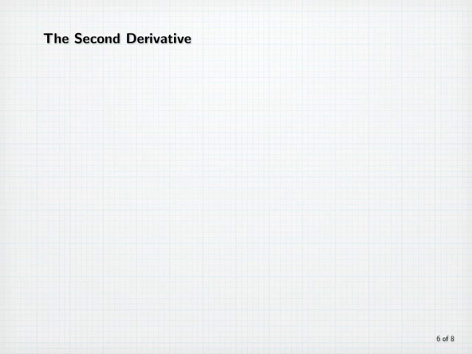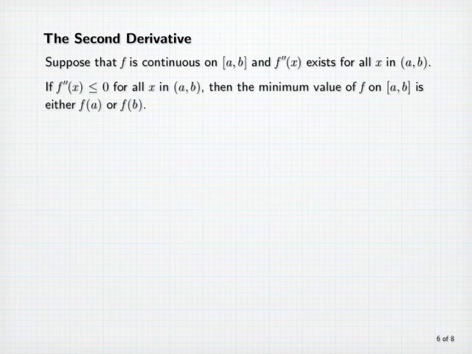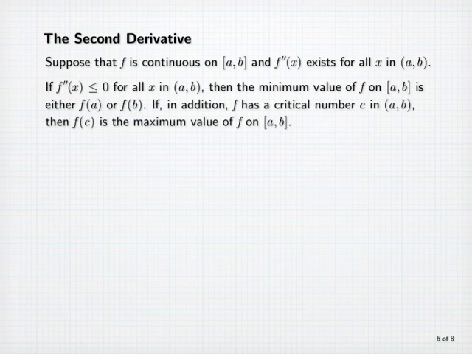The role of the second derivative. Suppose that f is continuous on the closed interval [a, b], and that f″(x) exists for all x in the interior of the interval. If f″(x) is less than or equal to 0 for all x in the open interval (a, b), then the minimum value of f on the closed interval [a, b] is either f(a) or f(b). That is, the minimum must occur at one of the endpoints. If in addition f has a critical number c in the open interval (a, b), then f(c) is the maximum value of f on [a, b].